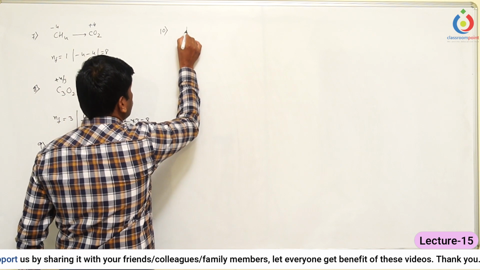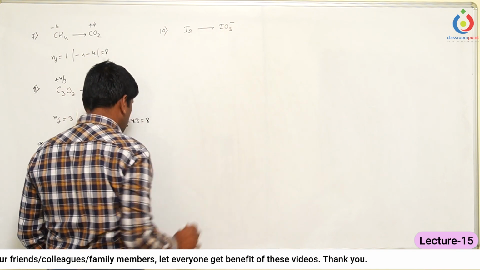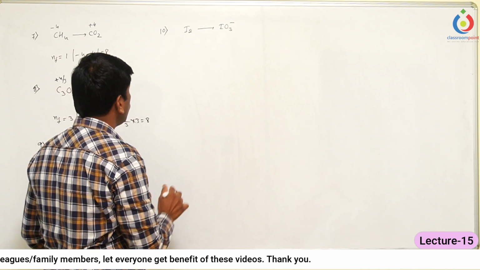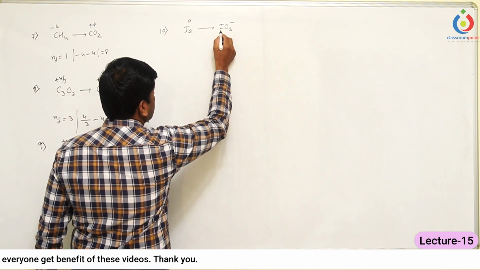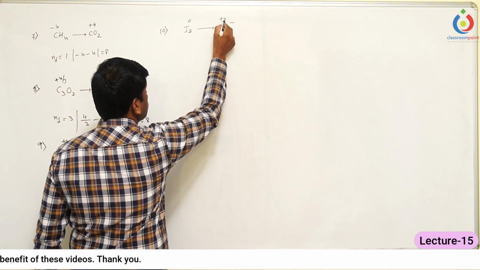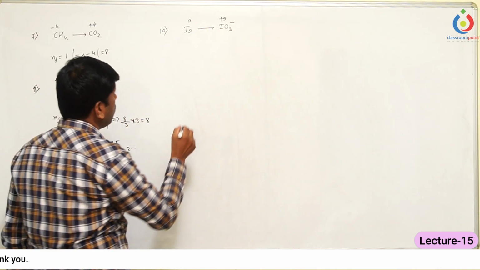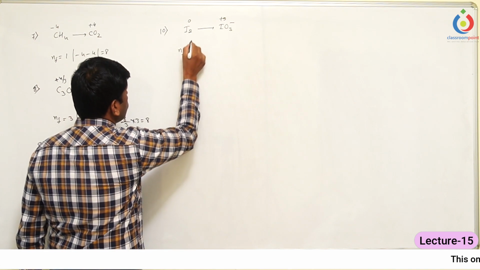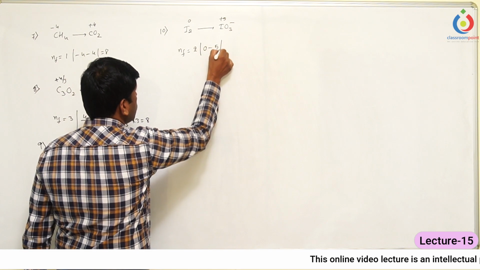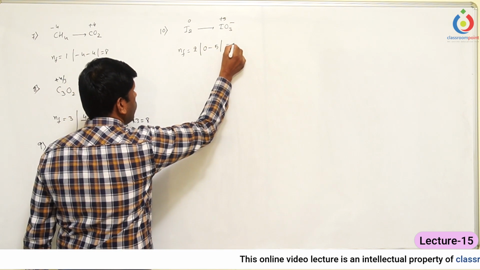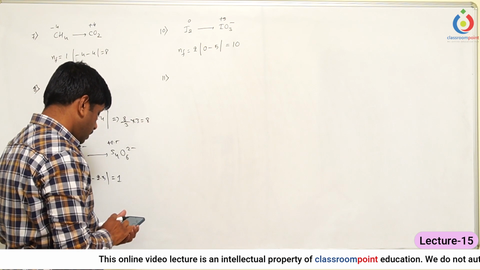Next, let us take I2 changes to the IO3 minus. So here I2 oxidation state is 0, IO3 minus here oxidation state value is equals to plus 5. Now let us see the calculations. N factor is equals to 2 iodines are there, difference value 0 minus 5, 5 is there. So 5 into 2 equals to 10.